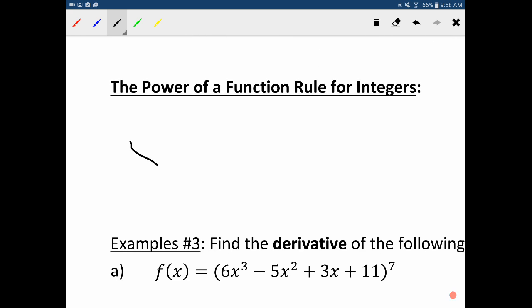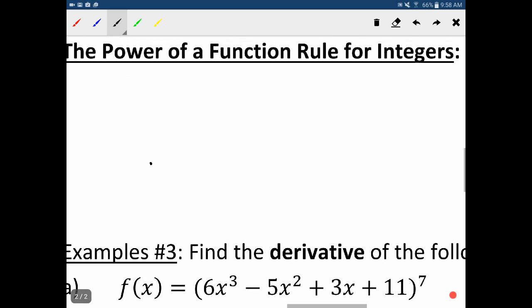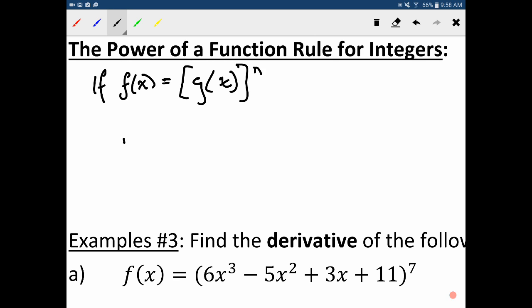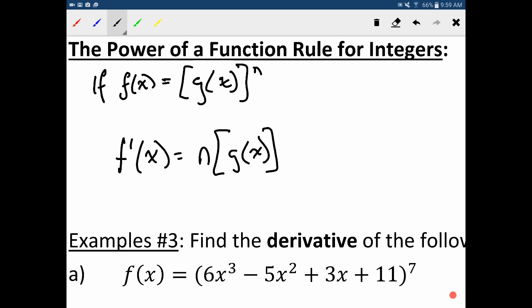Okay. So what this actually can lead us to then is what we call the power of a function rule for integers. So if f of x is equal to g of x to a power, it doesn't matter what the power is, so we'll call it n, then the derivative of f of x is going to be n times g of x to the power of n minus 1 times g prime of x.